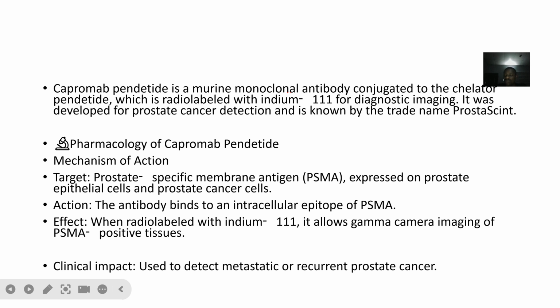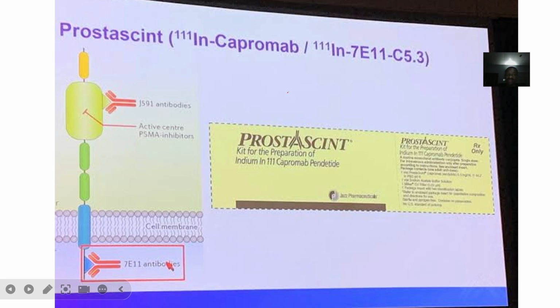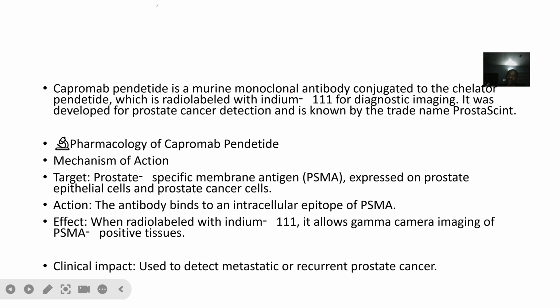Okay. So it goes by a trade name known as ProstaScint. This one. ProstaScint. Alright. So it targets the prostate specific membrane antigen, right? This antigen is usually expressed when there's prostate cancer. So if you give this drug, it will bind to it. When this drug binds to it, it has a radioactive substance known as indium 111.